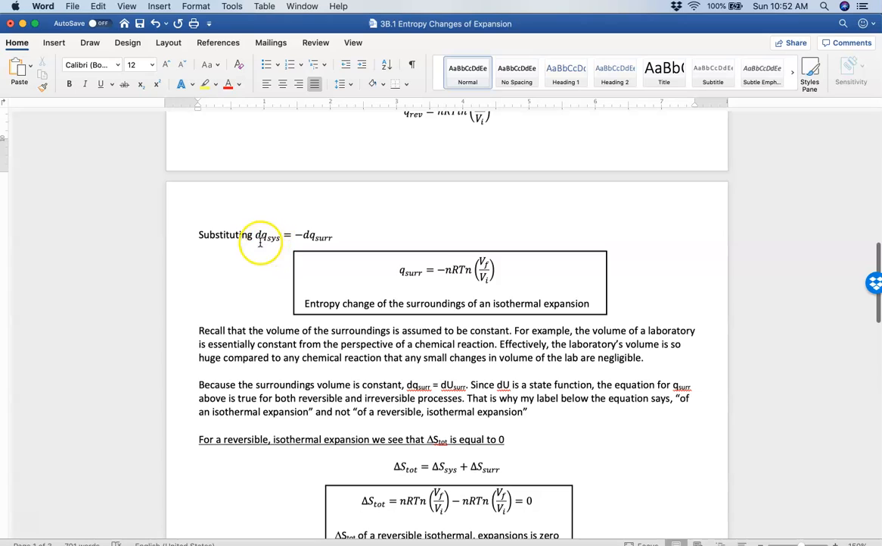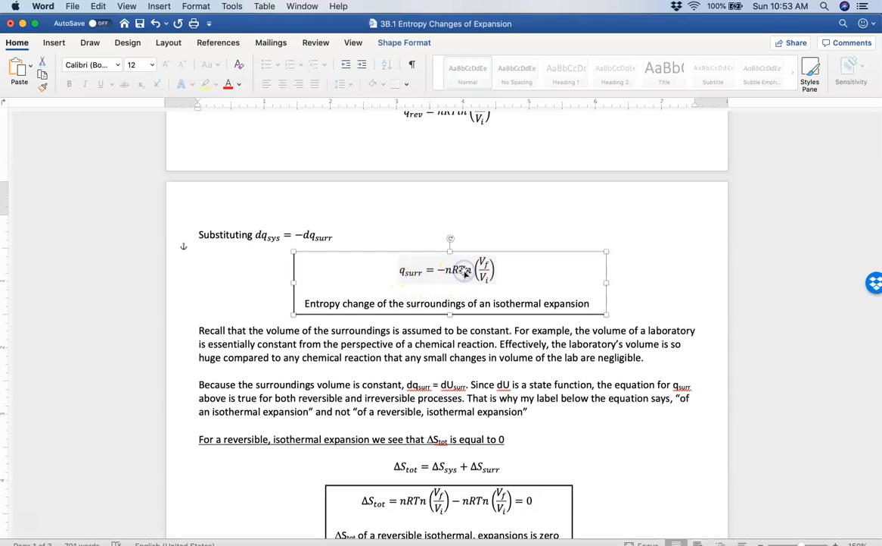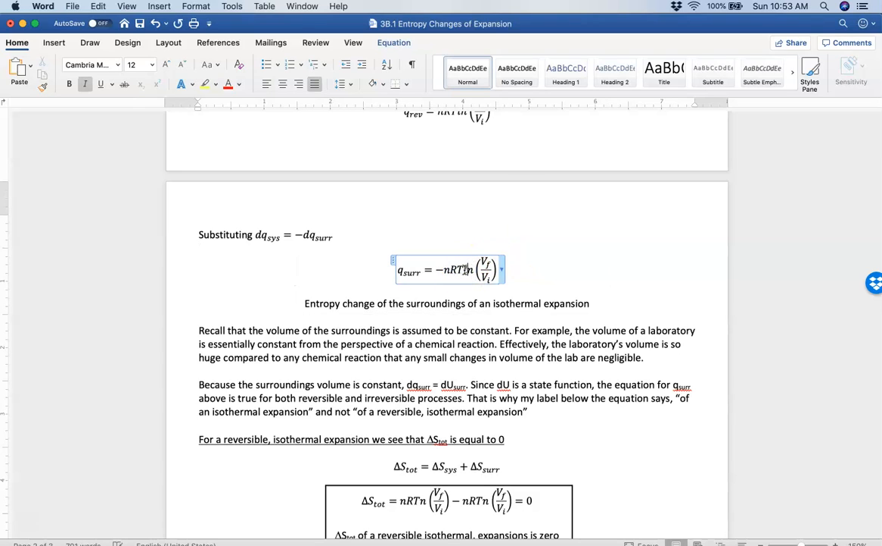Now that we know the system and surroundings are equal and opposite in magnitude, I can substitute the change in heat of the surroundings into where the change in heat of the system was. So now I have delta Q surroundings equals negative nRT ln of the ratio of the volumes, right? So that's our entropy change of the surroundings of an isothermal expansion.